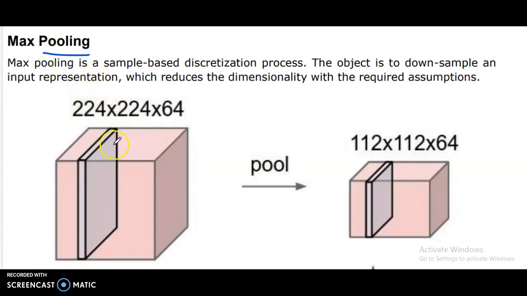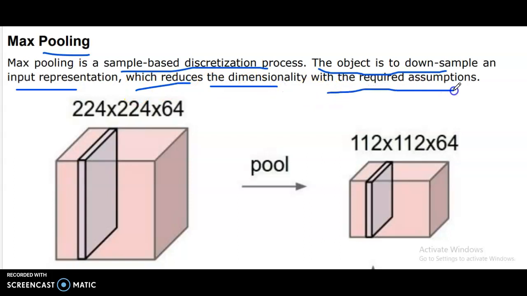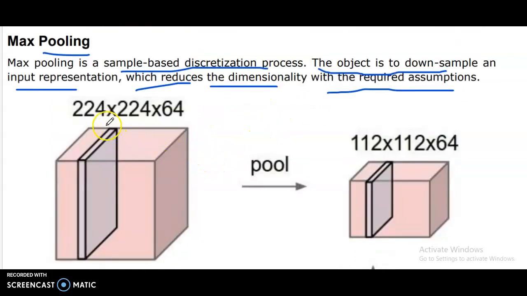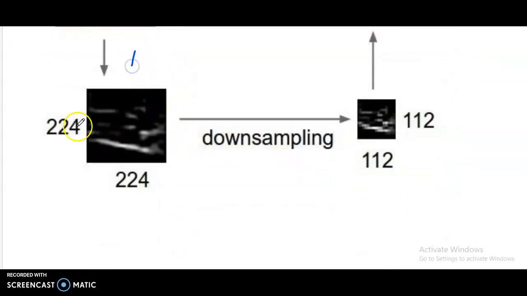Maximum pooling. Max pooling is a sample-based discretization process. The objective is to downsample an input representation, which reduces the dimensionality with the required assumptions. 224, 224, 64. 112, 64. This one, 224 by 224, downsampling to 112, 112.